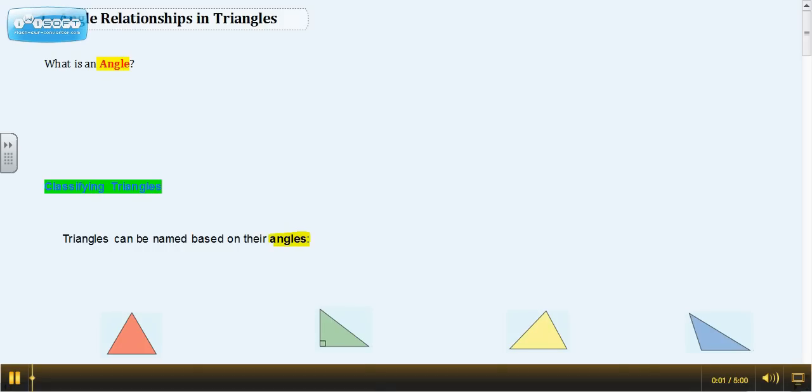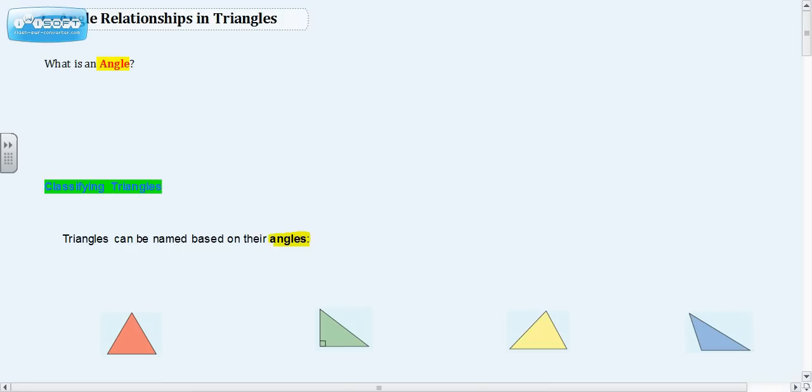Hi class, today we're going to talk about angle relationships in triangles. Let's first recall what an angle is. An angle is formed when you have two line rays that meet together at a point called a vertex.